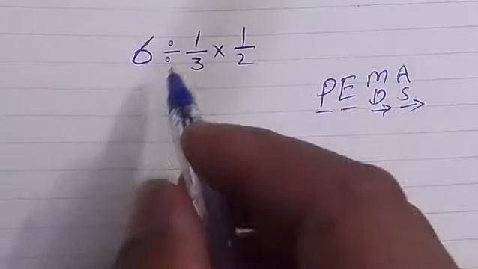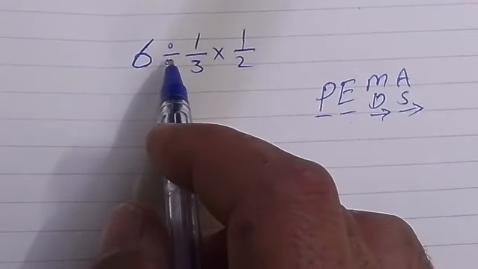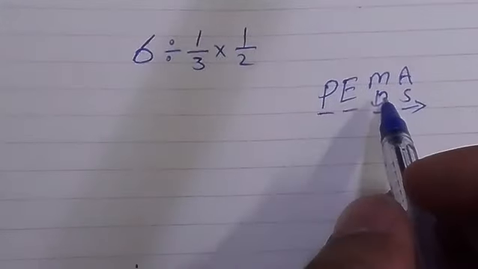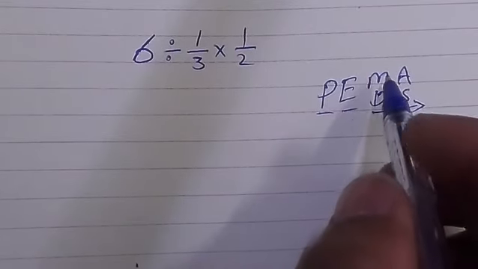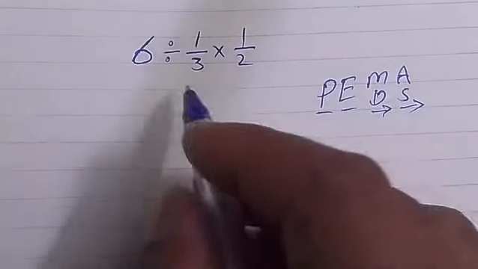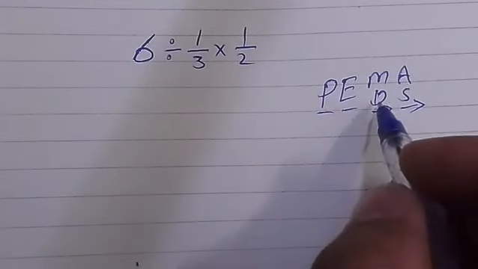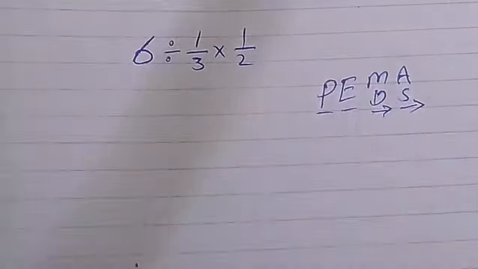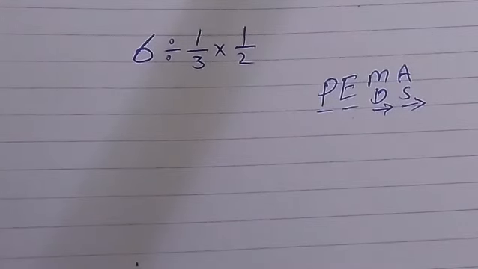Now we have one division here and one multiplication here. So according to the rule, first we solve multiplication or division. We solve it from the left side. Now on the left side we have division, so first of all we solve division.